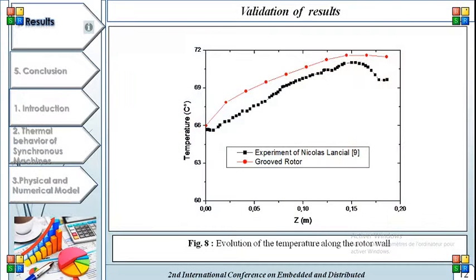After the calculation, let's move on to the next topic, results and discussion. In order to get accurate results, the validation of the SST k-omega turbulence model was performed for the turbulent flow field in the grooved rotor. Figure 8 shows the variation of the temperature compared with that published in the experimental study, where the temperature rises along the rotor wall. Therefore, the results obtained by using the ANSYS Fluent calculation code show good agreement.